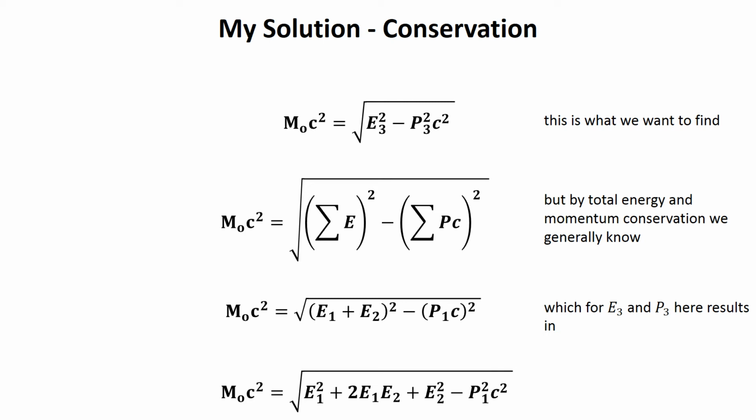Employing total energy and total momentum conservation as measured by the Large Hadron Collider, we know that the total energy of the new system equals the sum of the energies of the colliding particles. The same holds for momentum, all as measured in the Large Hadron Collider. We formulate this out to the equation at the bottom of this page.